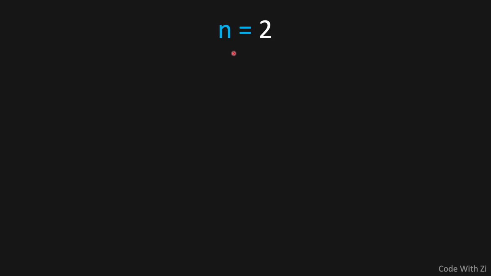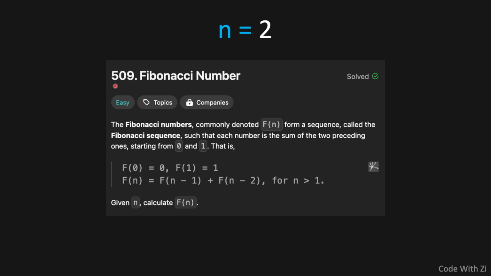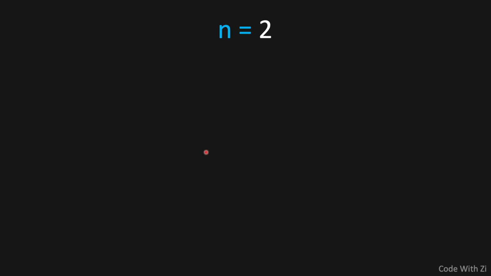In today's video, we have to find the Fibonacci number for 2. Why? Well, because that's what LeetCode 509 Fibonacci Number is asking us to do. As you can see, it says the Fibonacci number is commonly denoted as F of n, and forms a sequence called the Fibonacci sequence, such that each number is the sum of the two preceding ones, starting from 0 and 1. So long story short, we gotta calculate the Fibonacci number, but let me explain how it works.